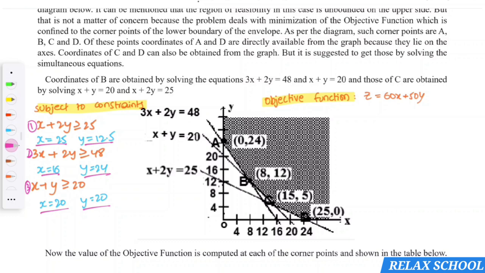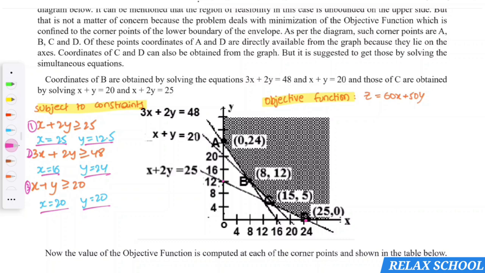For the first equation, x is 25. So let's assume 24 was here. So 25 would be a little bit to the side. And the coordinate y was at 12.5. On the y-axis, there is 12 here. And 12.5 would be a little bit on the top.